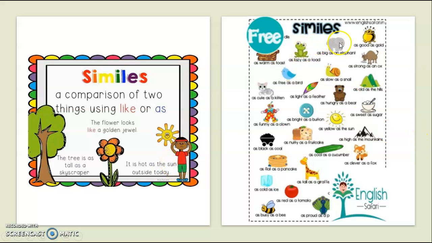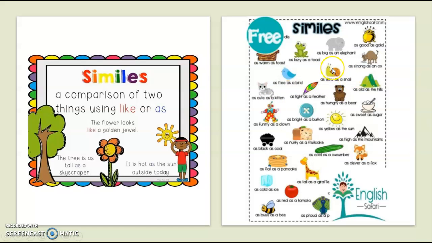And over here on this side, these are other similes. You can put two things together and use the similes right here. These are similes that have as. None of them have like, but like I said, you can use the word like or as. So, as free as a bird, as slow as a snail.